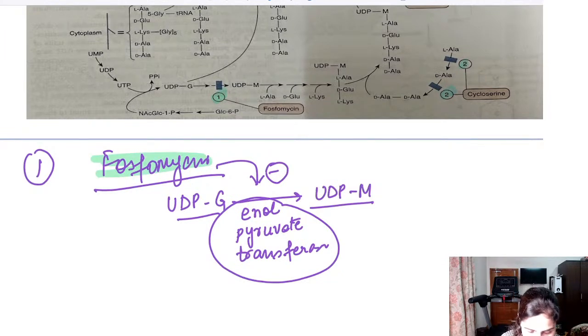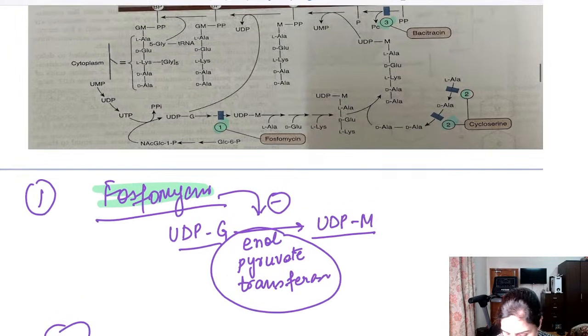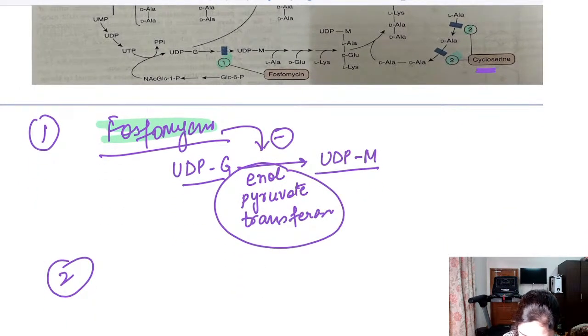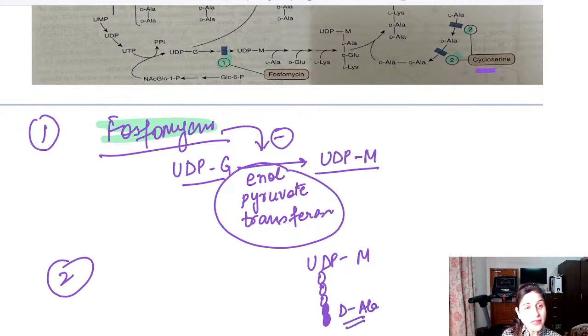Number 2 is another drug which is your cycloserine. Now what does cycloserine do here? Now when UDP-NAM is formed, it consists of 5 amino acids. Okay? 1, 2, 3. First 3 are not very important, but the last 2 are more important, which is your D-alanine. They need to be attached here so that the cell wall can be formed. So this D-alanine is very, very important here.